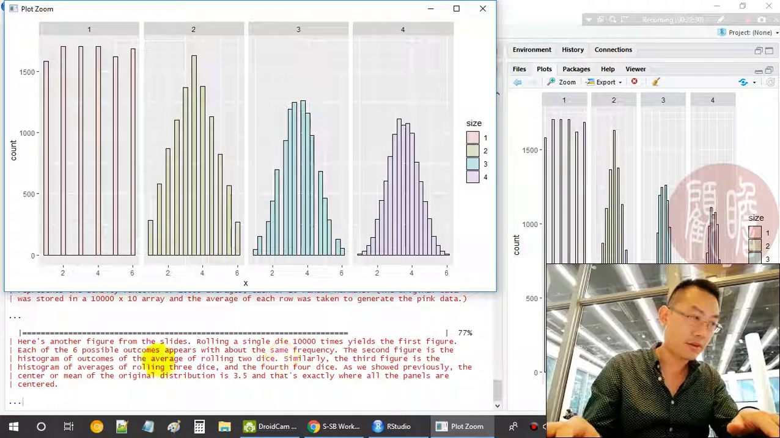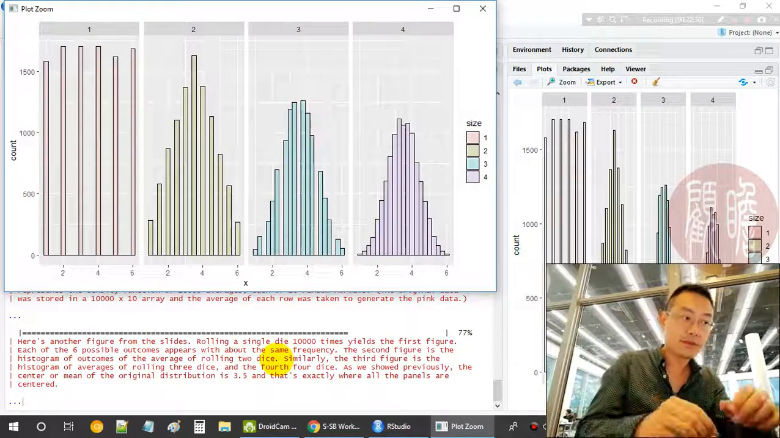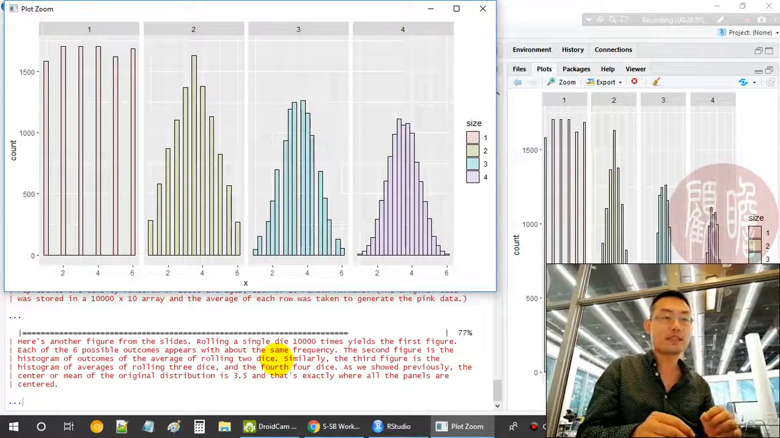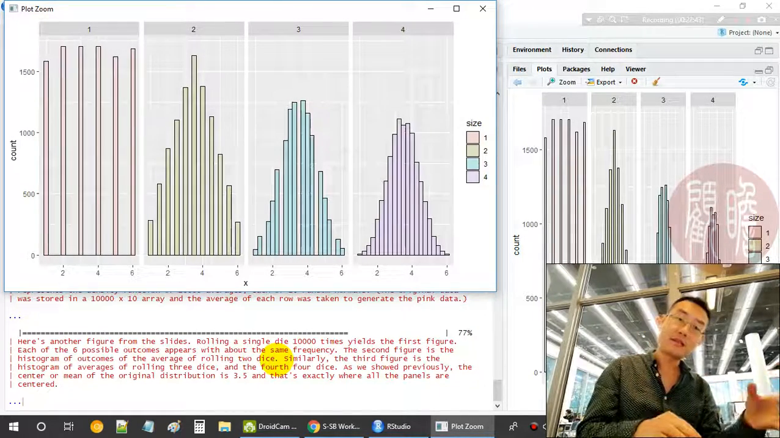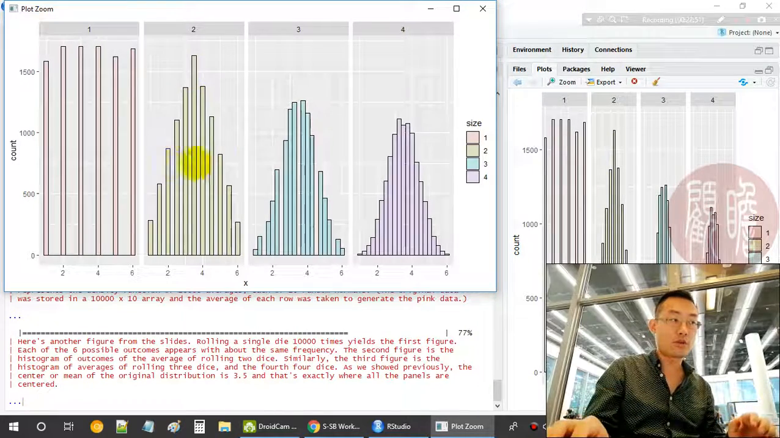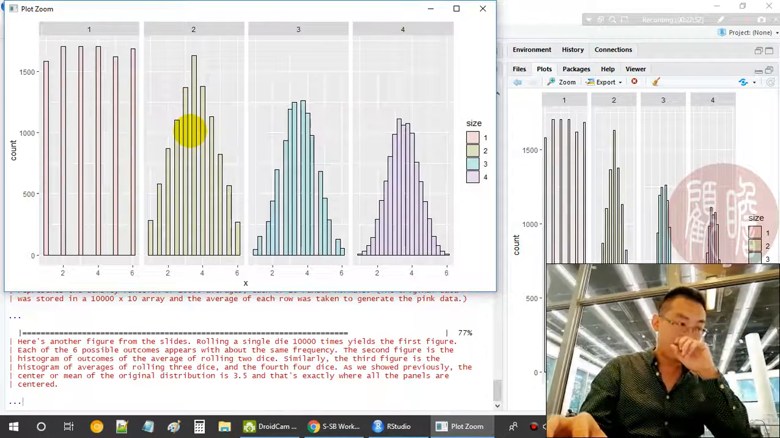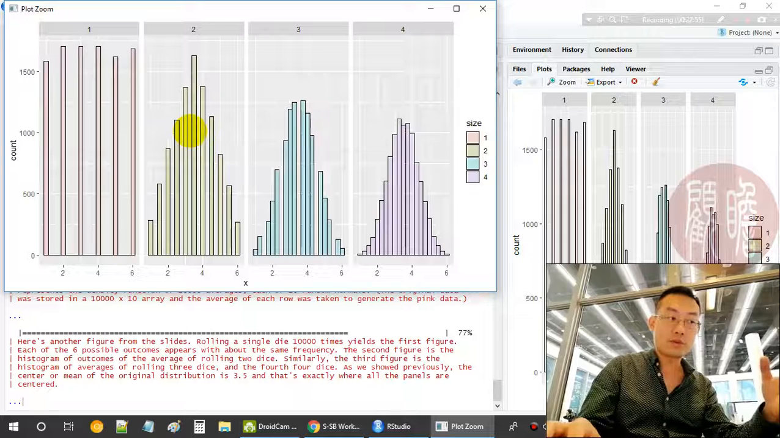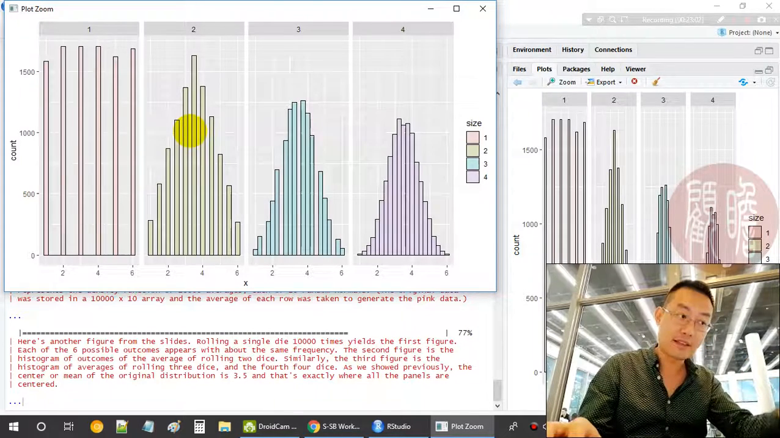The second graph is the histogram of the outcome of the average of rolling 2 dice. We roll 2 dice, so it's like taking samples of 2 dice. One die gets 1, another gets, say, 3. Then we get the average, 1 plus 3 divided by 2. This is what the second graph shows. Each time we roll the dice, still 10,000 times, but each time we throw 2 dice and get the average.